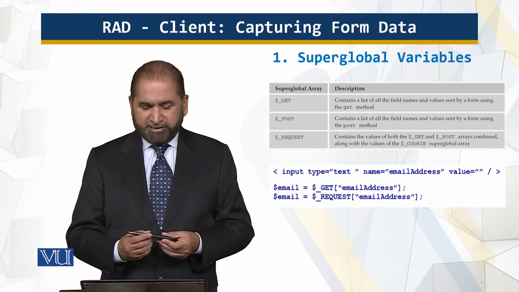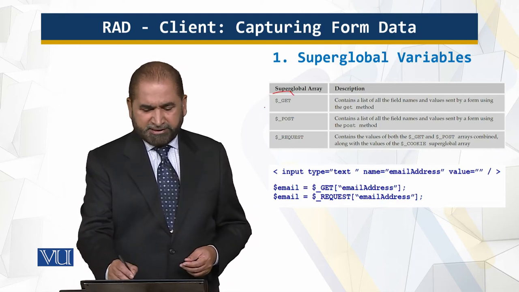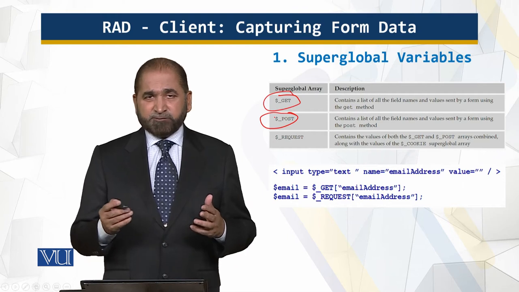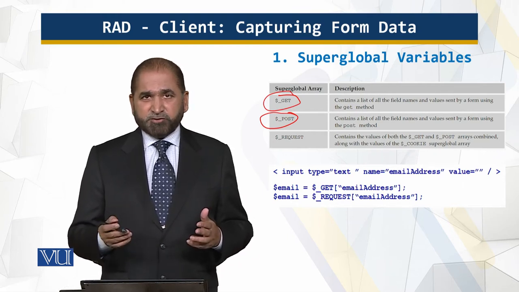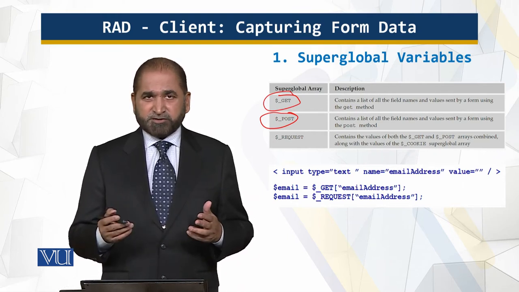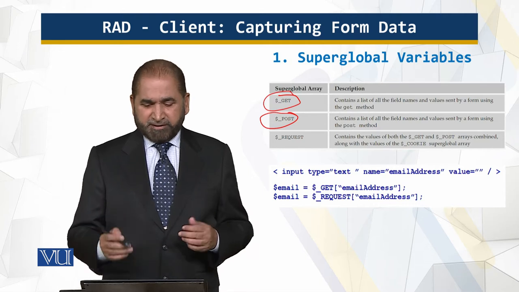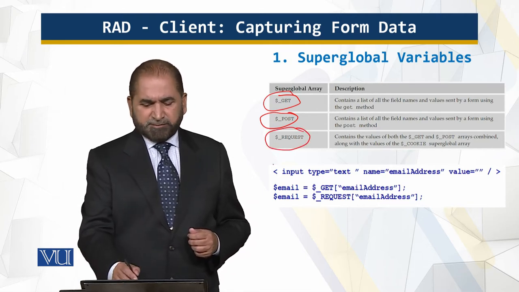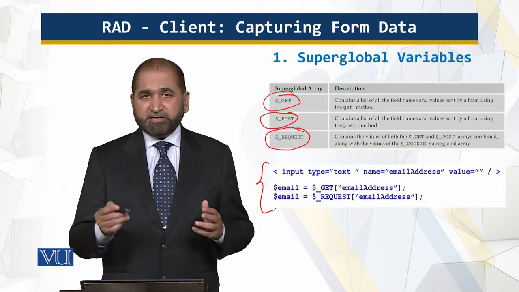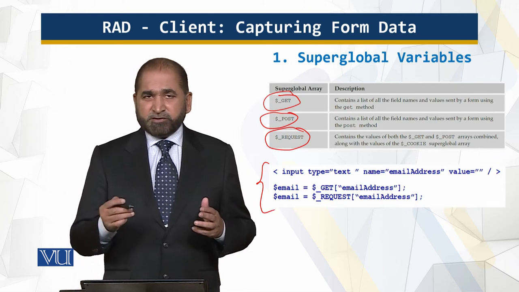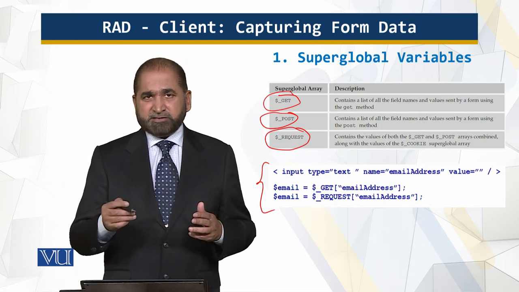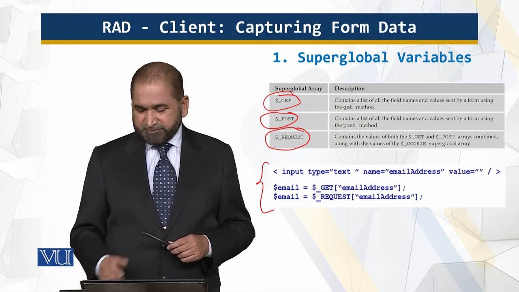And what are those arrays? Those arrays are for GET and for POST. We have discussed GET and POST in a lot of detail in the prior modules, which points to their importance, and then there is the request also. So this example shows how we get the email address which is stored in the super global variable. This is the strength of PHP programming.